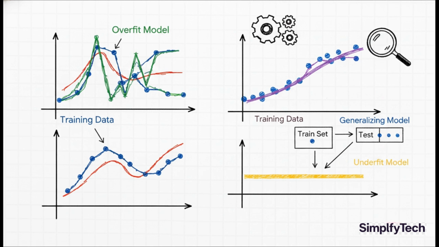So the real goal is to find that Goldilocks spot, that sweet spot right in the middle. We want a model that can generalize well, meaning it performs accurately on new data it has never seen before, not just the data we use to train it. And this, by the way, is why a non-negotiable best practice is to always split your data into a training set and a testing set so you can check if your model has just memorized the answers.